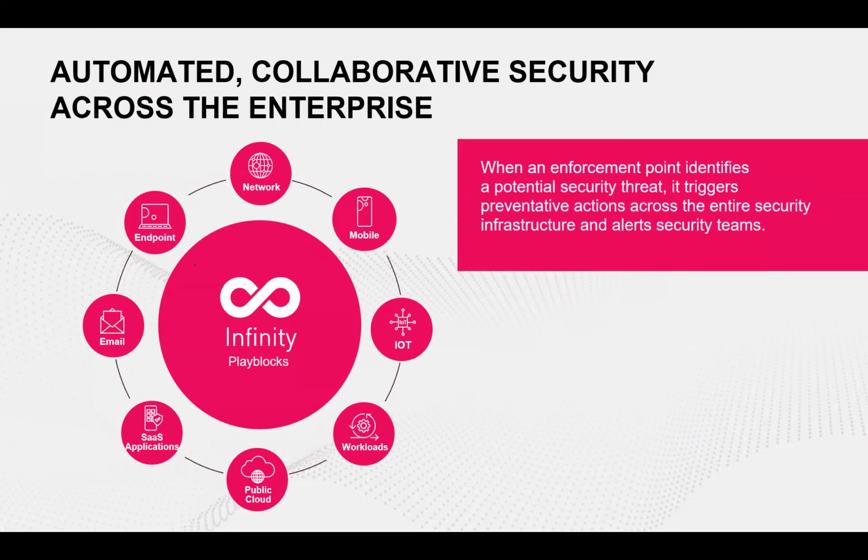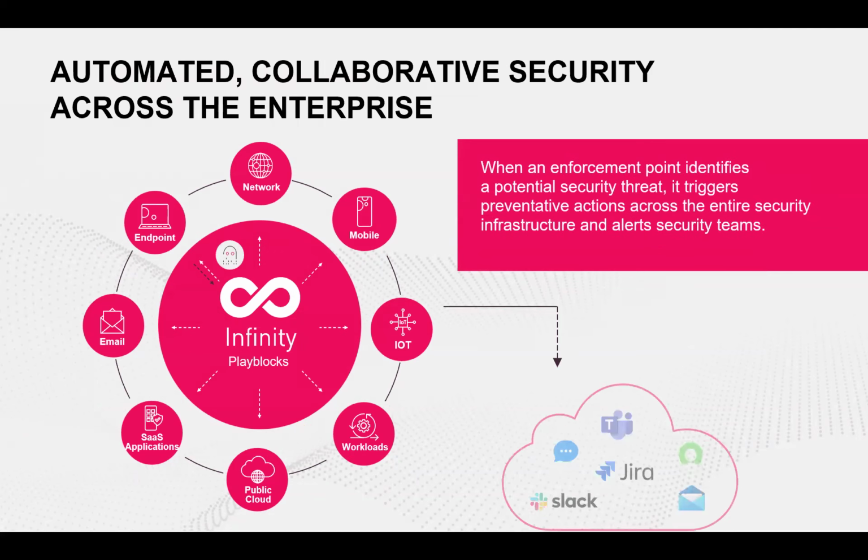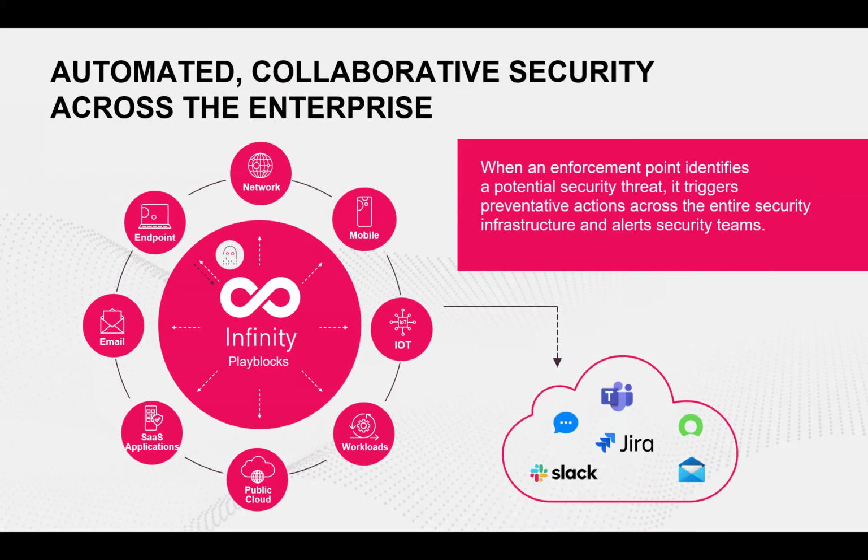A lot of animation on this one. So it's automated, right? It's collaborative. Essentially, when an enforcement point identifies a potential security threat, it triggers a preventative action, and it happens across the entire security infrastructure, and it can trigger alerts to security teams. So you see in this example, any one of these guys on the left, your email or your endpoint or your firewall, they detect a situation that you specified, and they go ahead and they send it to these other services, right? Jira or Slack or Teams.